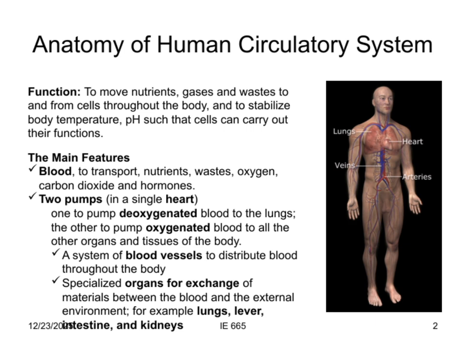The main function of this entire system is to move nutrients, gases, and wastes to and from cells throughout the body. It also plays a vital role in maintaining stability, regulating body temperature and pH levels so that cells can perform their functions optimally. Understanding this anatomy helps us appreciate how interconnected and efficient our circulatory system truly is, supporting overall health and homeostasis.